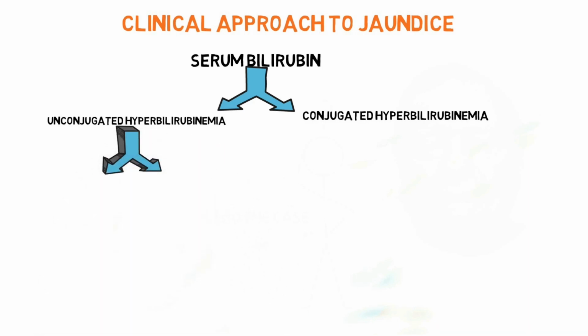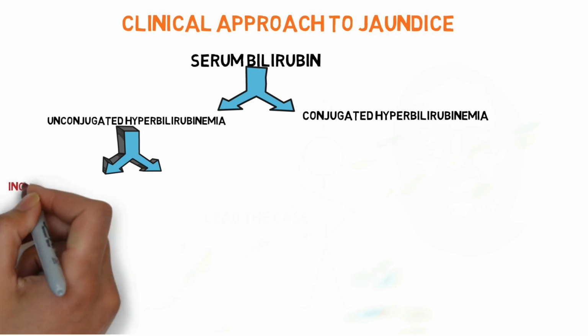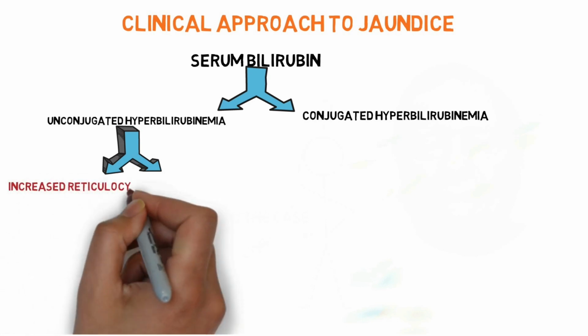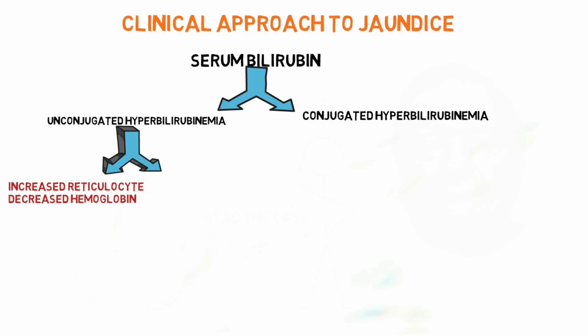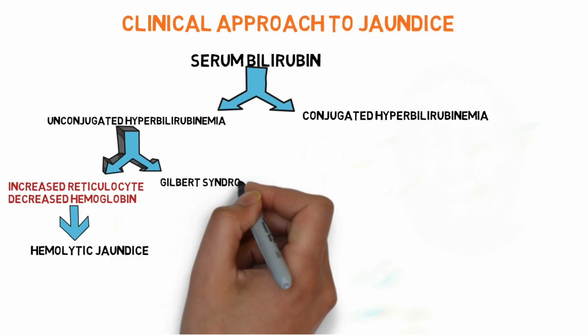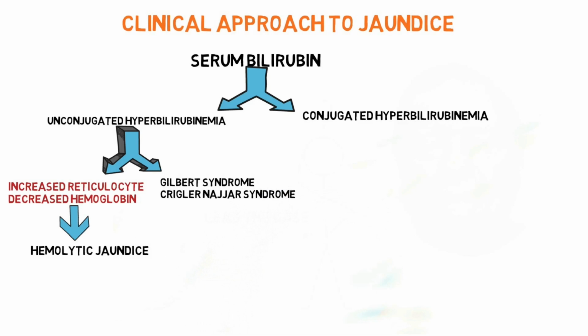If the person is having signs of hemolysis, like increased reticulocyte count or decreased hemoglobin count, then the person is having hemolytic jaundice. But if the person does not have those signs of hemolysis, then you can suspect genetic conditions like Gilbert's syndrome or Crigler-Najjar syndrome.